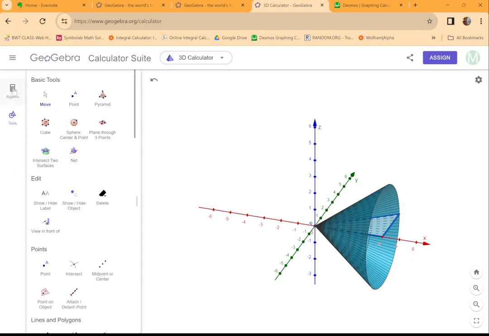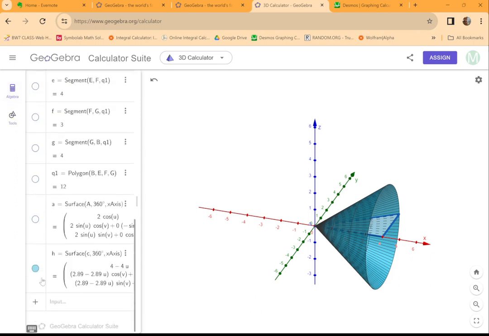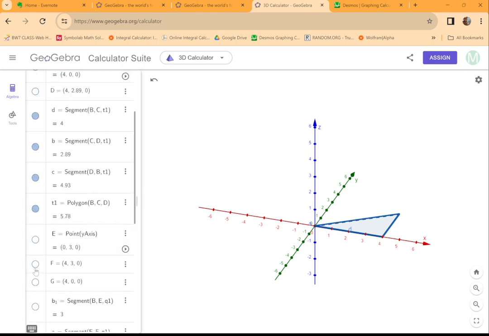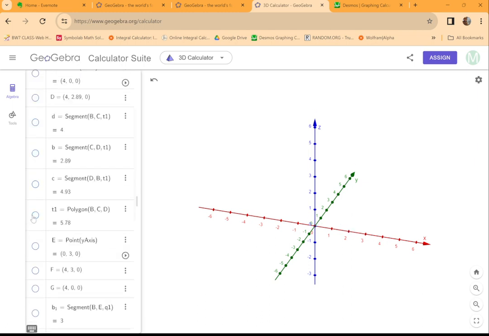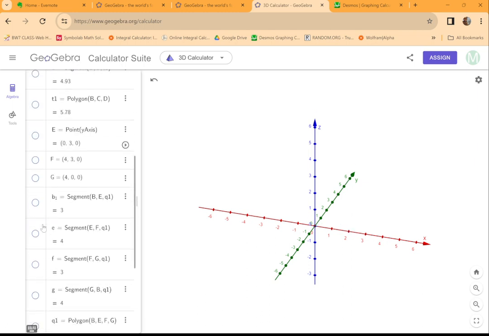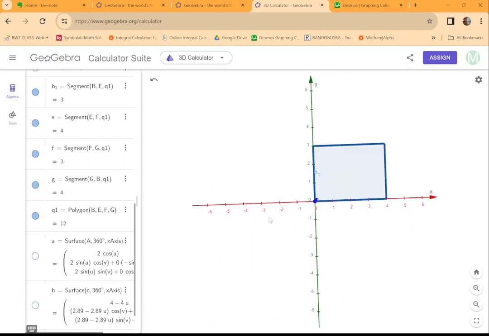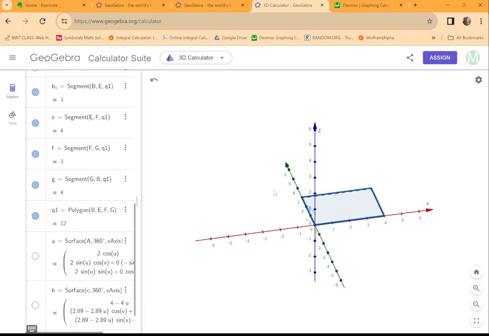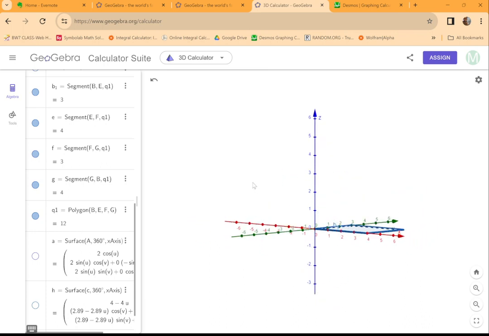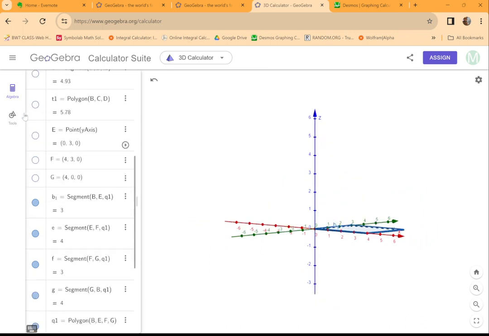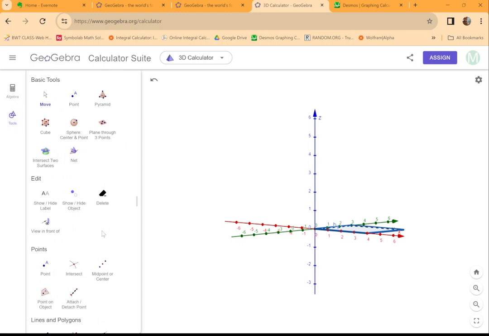Now let's take a look at one more here. All right, so now let's take a look at this square, or rectangle, excuse me. Rectangle here in two dimensions, and what is the resulting shape in our three-dimensional space?